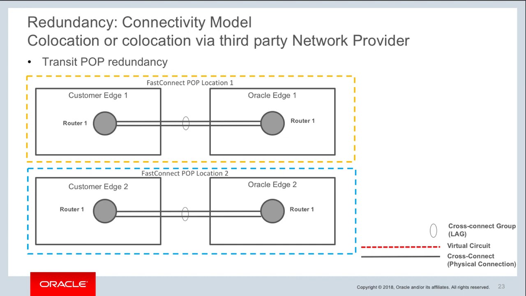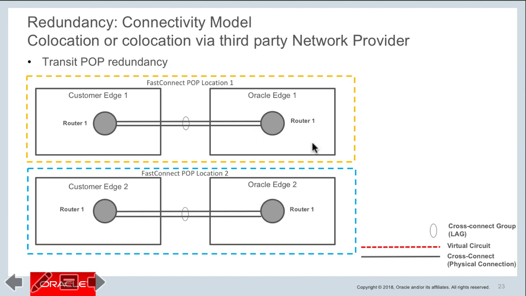The first connectivity model we are discussing is the co-location, or co-location via third-party network provider, model. In this model, you are directly connecting to the Oracle edge routers, either because you are co-located or because you are using a third-party network provider. Right now you are seeing two different FastConnect POP locations, POP location 1 and POP location 2. You have a physical connection with the Oracle edge routers. So you have an Oracle edge router in the first POP location, and you're also connected to another Oracle edge router in the second POP location.